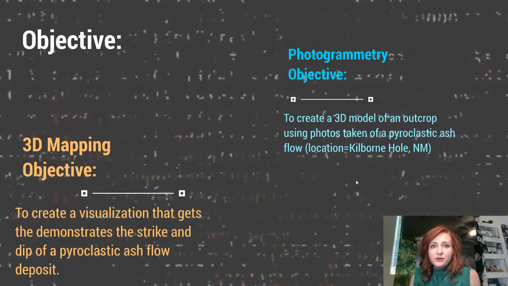This particular outcrop is pyroclastic ash flow, and it has lapilli in it and all kinds of different flows and cross-bedding. The one that I photographed for this was fairly simple, so you won't see much cross-bedding, but you'll get the idea. For the 3D mapping portion of the project, I used a program to create some kind of visualization to emphasize some of the structures that you could see in the 3D model.